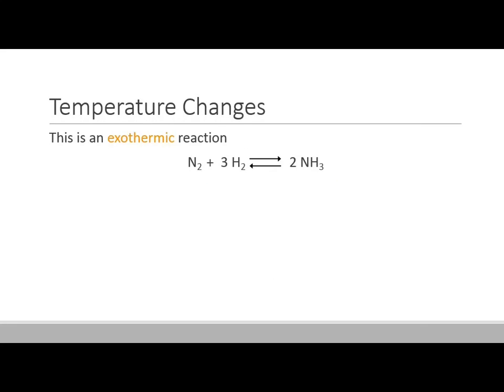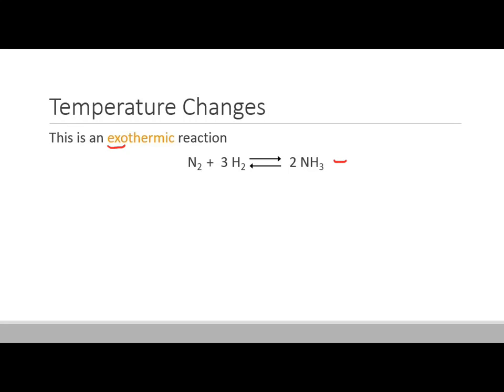So we've discussed what happens if you change a concentration of a reactant or a product. What happens if you change the temperature? Well, it depends on whether you have an exothermic or an endothermic reaction. Remember that in exothermic, heat is exiting the system, right? It's being produced. This is like a campfire or Bunsen burner.